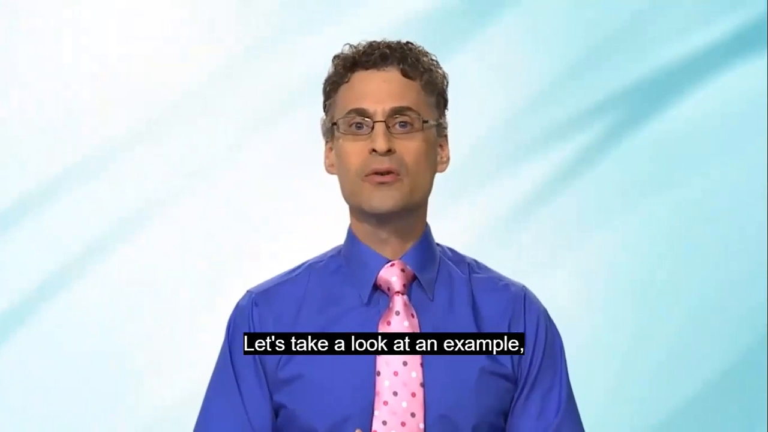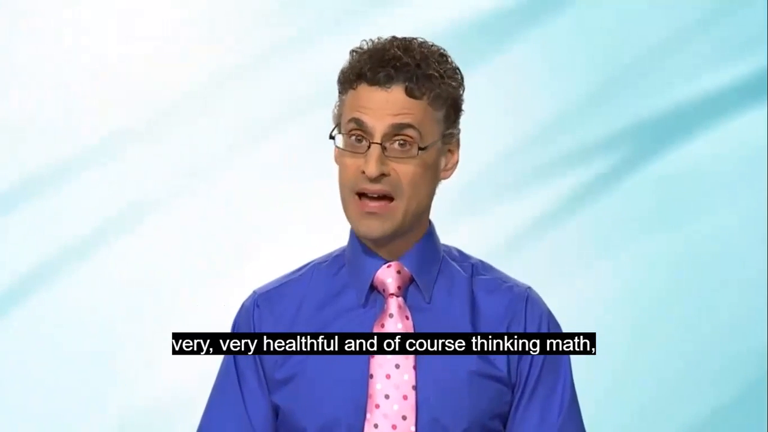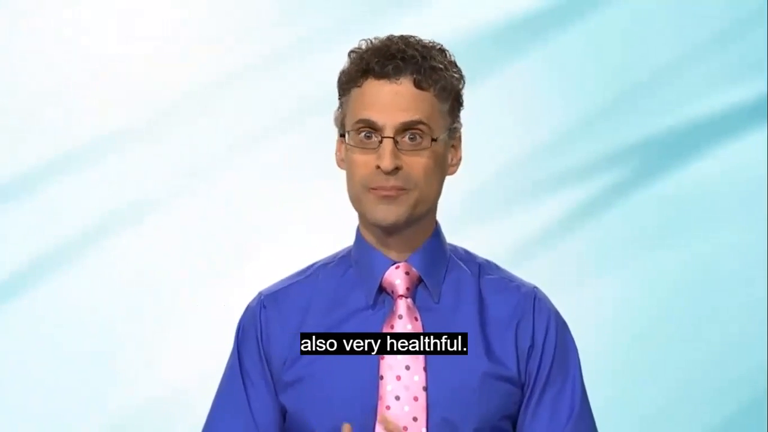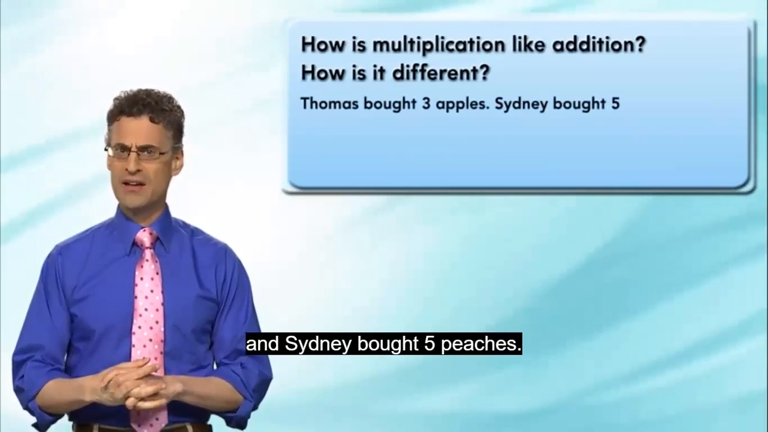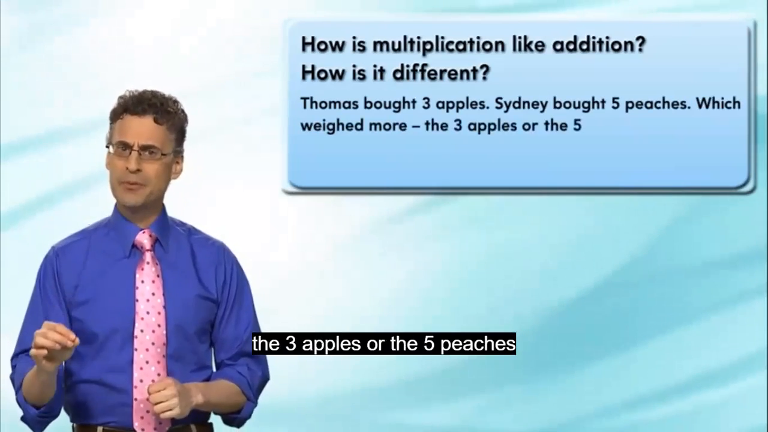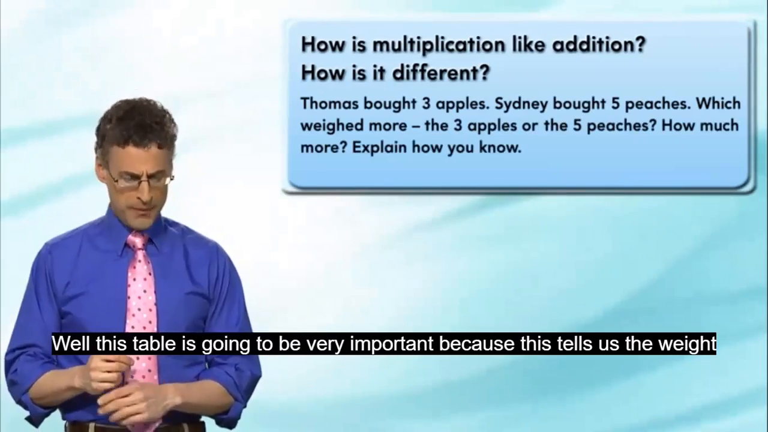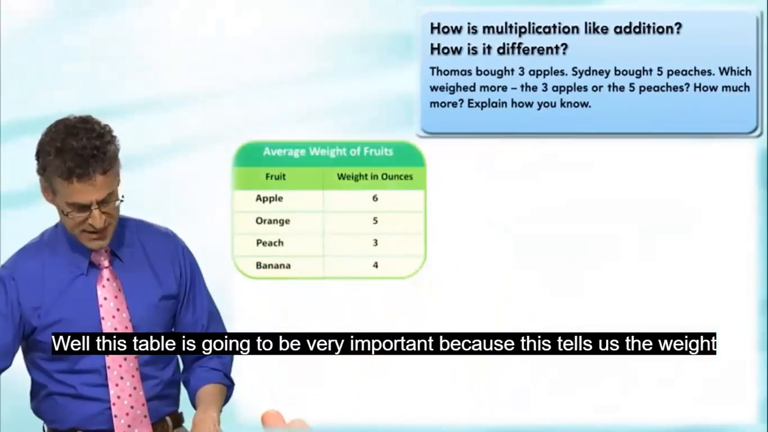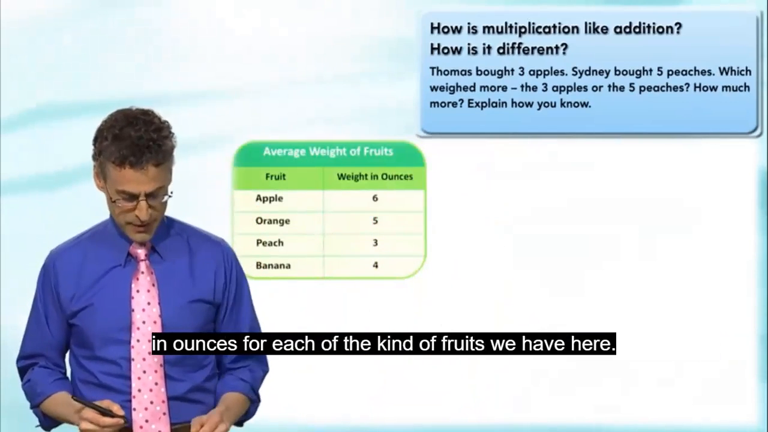Let's take a look at an example which involves fruit. Very, very helpful. And of course, thinking math, also very helpful. Here we go. Well, Thomas bought 3 apples and Sydney bought 5 peaches. Question for us is, which weighed more, the 3 apples or the 5 peaches? And then how much more? Well, this table is going to be very important because this tells us the weight in ounces for each of the kind of fruits we have here.